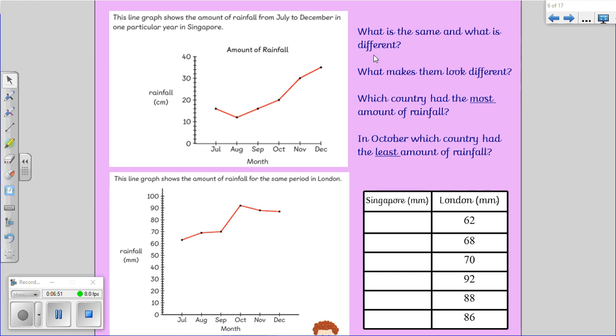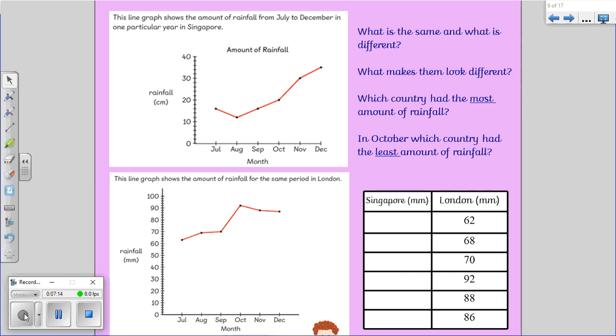What is the same and what is different? What makes them look different? Which country had the most amount of rainfall? And in October, which country had the least amount of rainfall? So pause the video and have a think about these few questions.